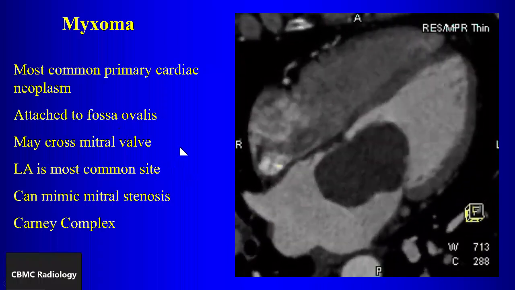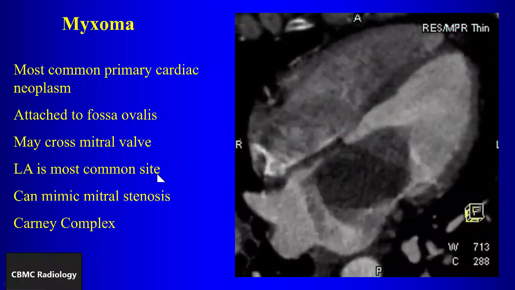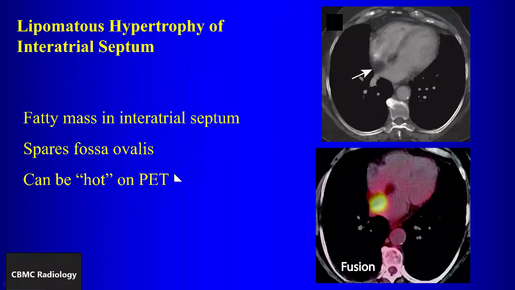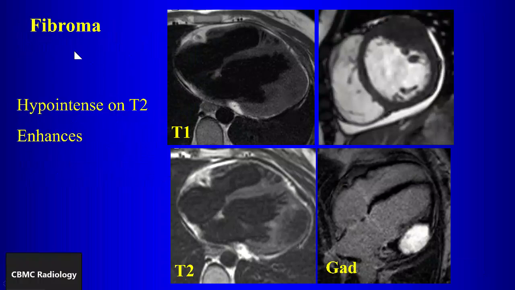And the left atrium is the most common site. Can mimic mitral stenosis. Carney complex is the trivia question for association with myxomas. Lipomatous hypertrophy of the interatrial septum, fat in the interatrial septum. You want to remember that it can give you a false positive PET scan because of brown fat. Papillary fibroelastoma, small tumor, usually on the aortic valve, can also affect the mitral valve. Fibroma, dark on T2, it does enhance, but might also have calcification.